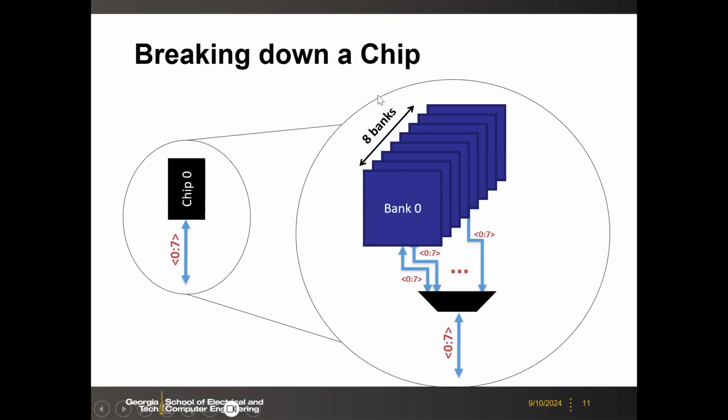So here, if you break down the chip, you may have many banks. In this example, you have 8 banks within the chip. So each bank will give you 8-bit data, and then you need a mux to select which bank you get the data from. Okay.